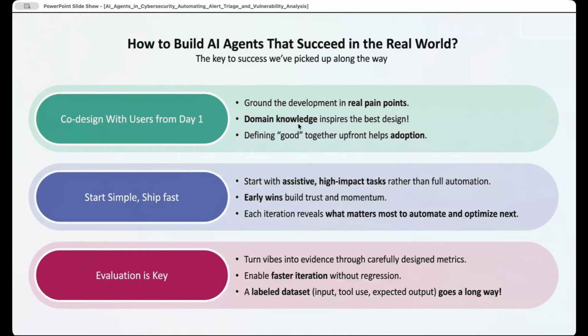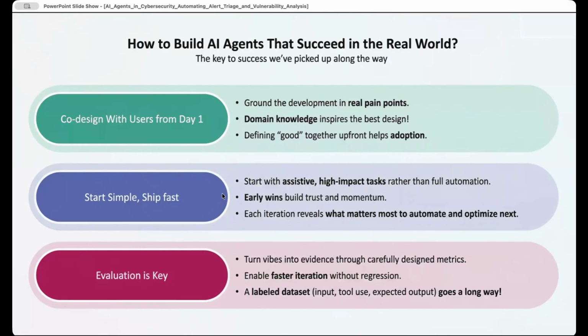And also the human expert's domain knowledge will help inspire and facilitate what is the most effective and best design to automate that process. This should be designed together with the human experts to help facilitate the adoption. Because if it's not adopted in the end, it's not a useful agent. Not just develop it for the purpose of development, but have the end goal, have the users in your mind from day one. So that will be critical to the success of any agentic application.